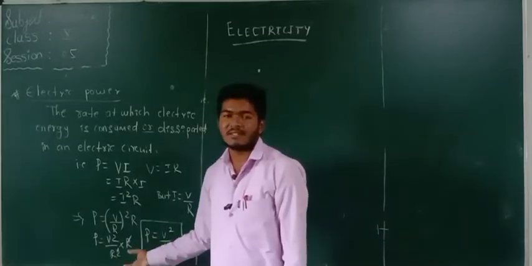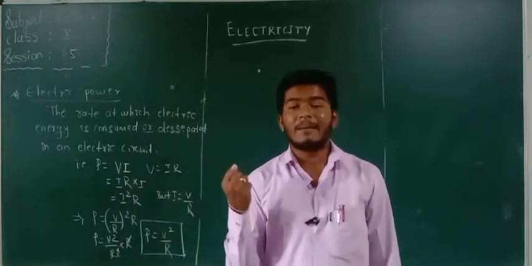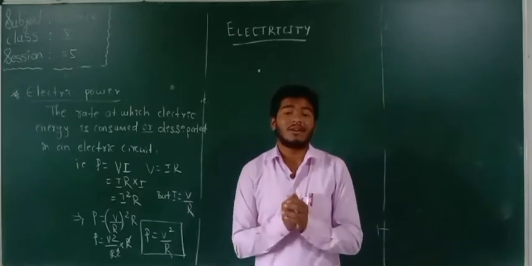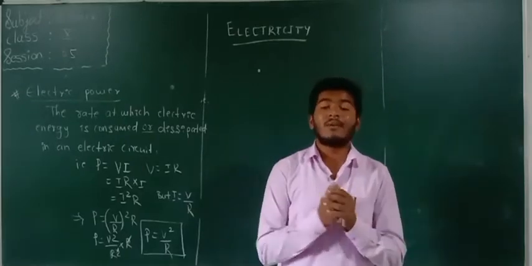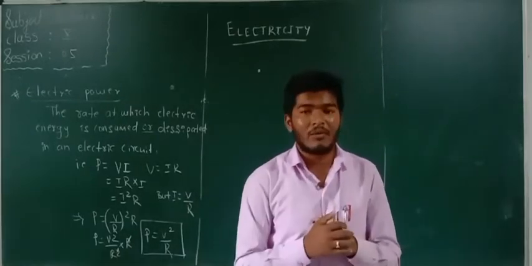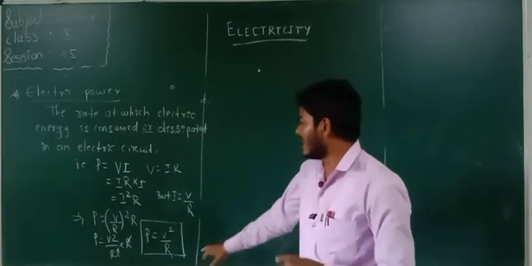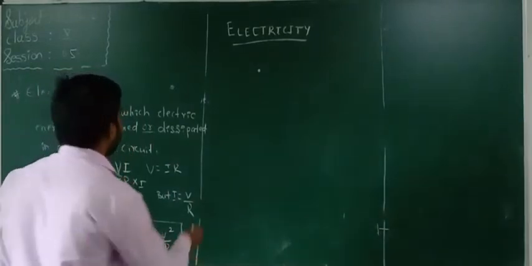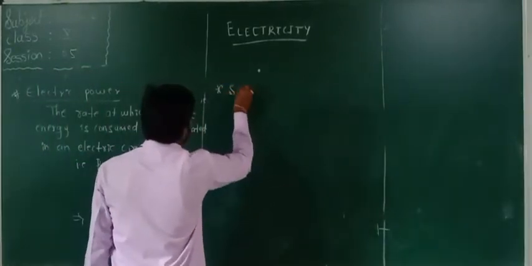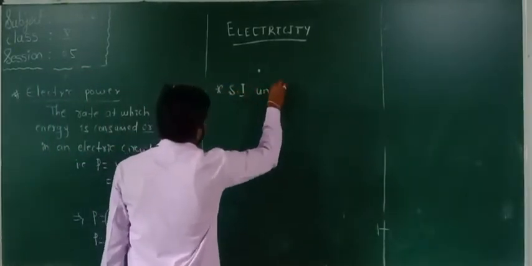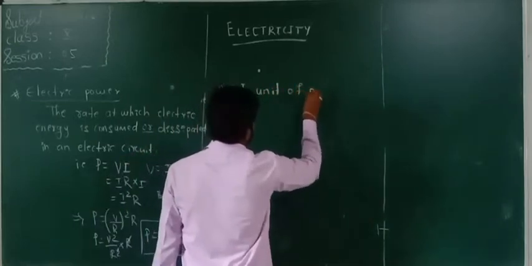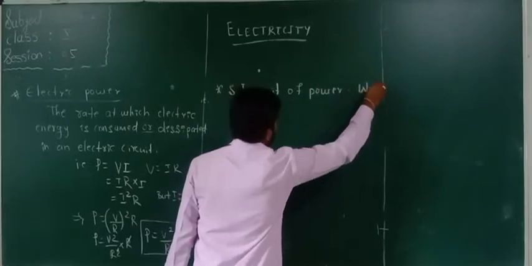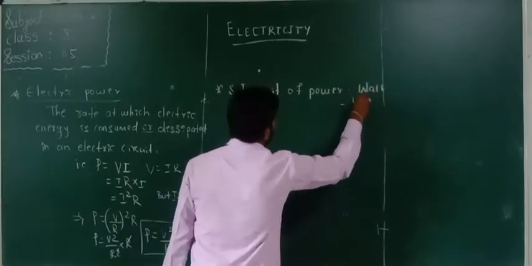This expression is useful to calculate the power used by any appliance, how much power will be utilized by an appliance in our home. So you have to remember the SI unit of power, which is watt. The SI unit of power is watt, denoted by the letter W.